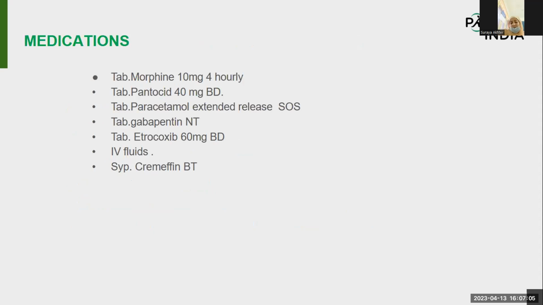Medication the patient takes: tablet morphine 10 mg, tablet pantoprazole, paracetamol extended release SOS, tablet gabapentin, etoricoxib 60 mg, and IV fluids, and syrup at bedtime.